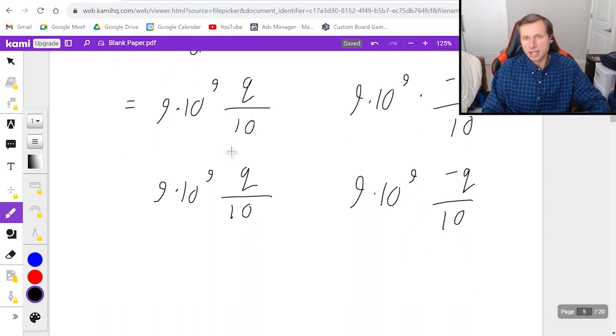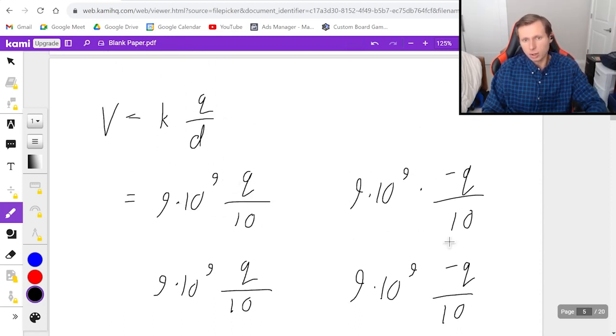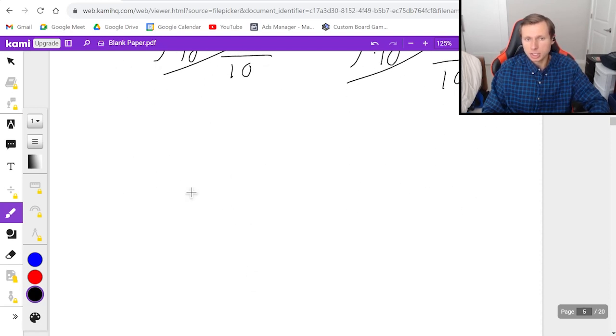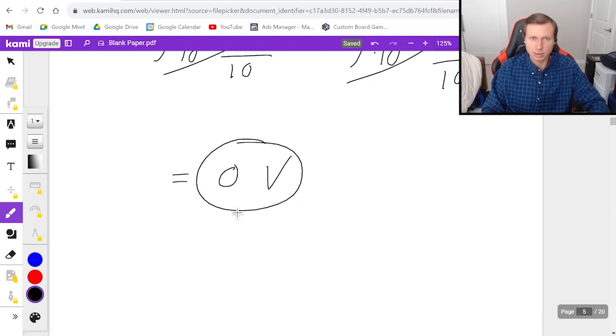And so then what I would say is that, well, it looks like all 4 of these charges are just going to cancel each other. I mean, the positive cancels with the negative. This positive cancels with that negative. No matter what the charge is, you're just going to get a final answer of 0 volts. And that's the right answer for that one.